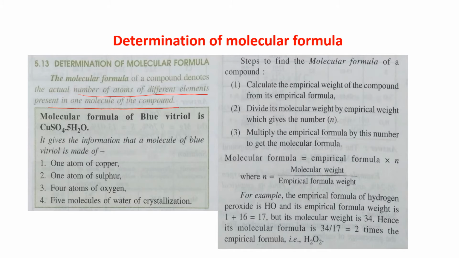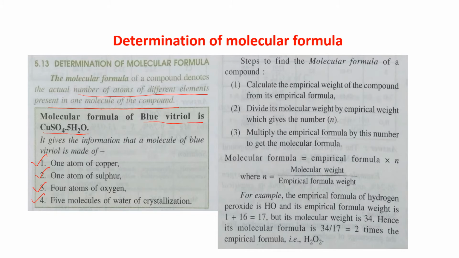Let us take an example. The molecular formula of blue vitriol is CuSO4.5H2O. So what information can I get from this CuSO4.5H2O? It is giving you the information: one atom of copper is present, one atom of sulfur is present, and it contains 4 atoms of oxygen, because CuSO4, and it has 5 molecules of water of crystallization.